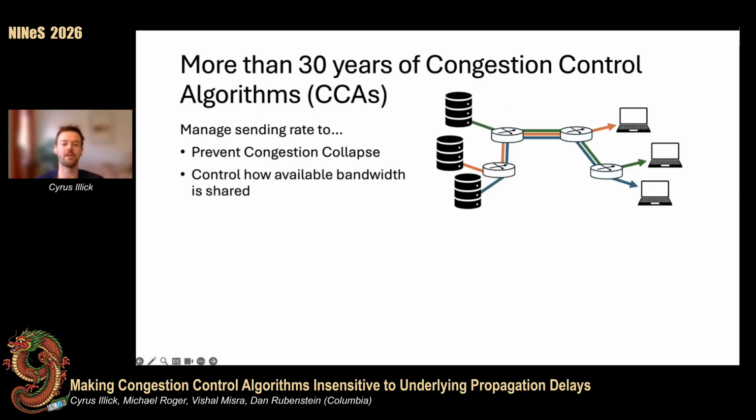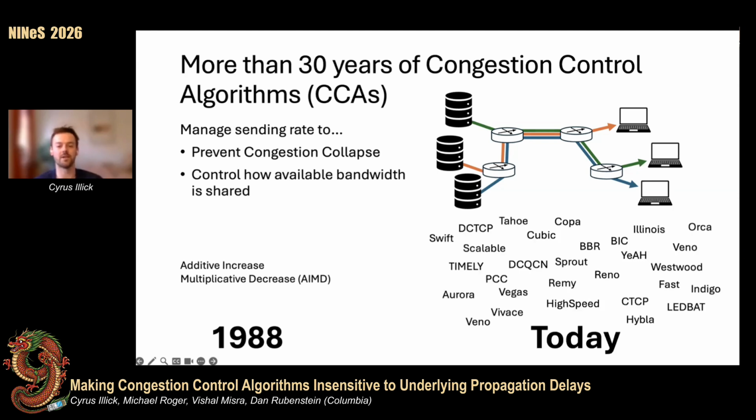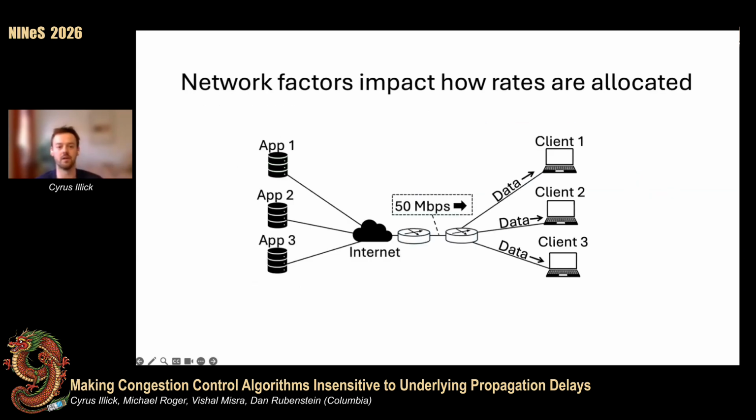Congestion control algorithms manage the sending rates of network end hosts to prevent congestion collapse and to control how available capacity is shared between competing streams of traffic. The original mechanism was proposed back in 1988, and since then, as the internet has increased in available capacity and in the number of users, there are today many different congestion control algorithms, some designed for different network settings, for example in data centers or over wide area networks, and some designed for different performance objectives, for example achieving lower latency or higher utilization.